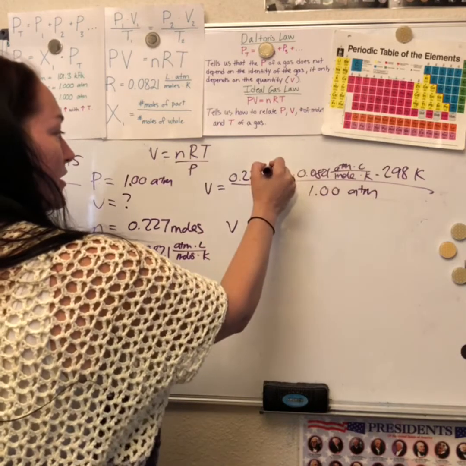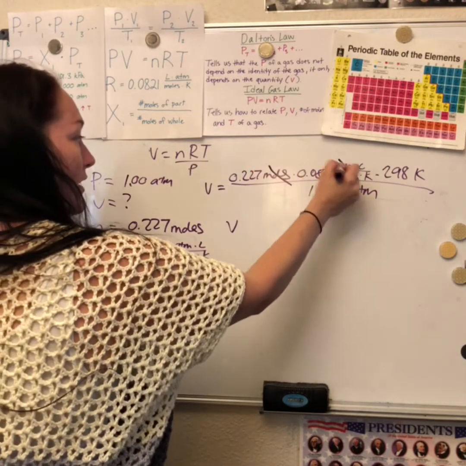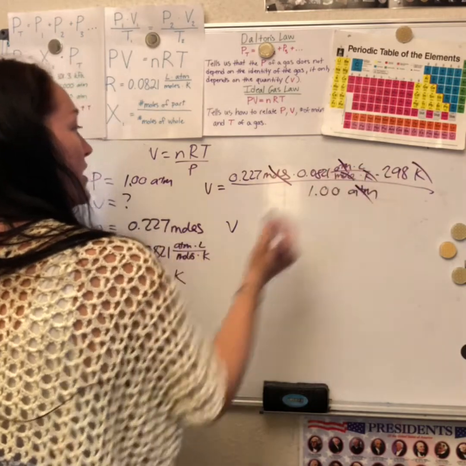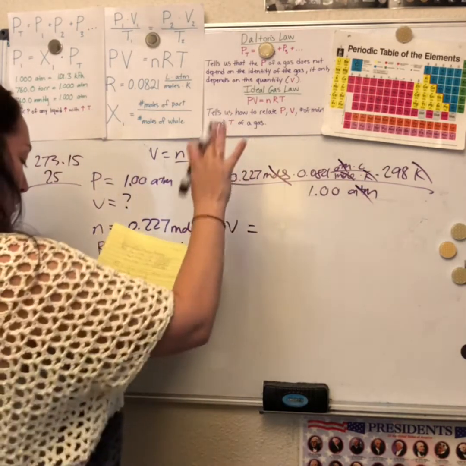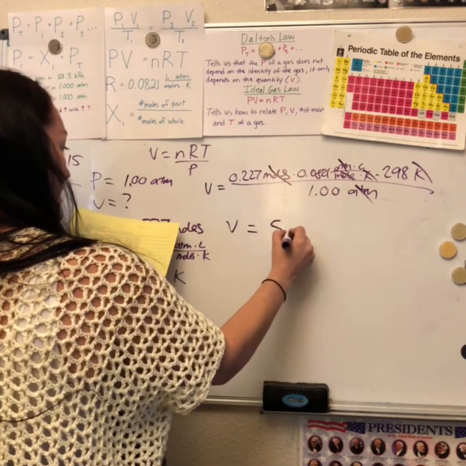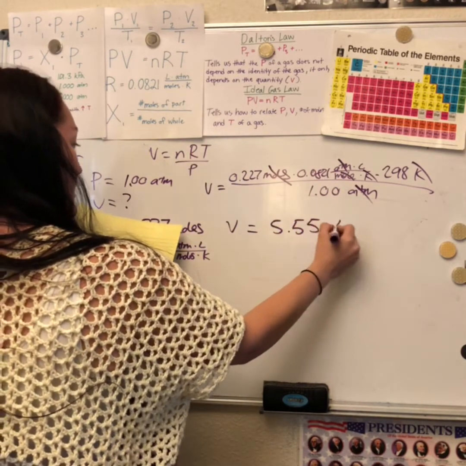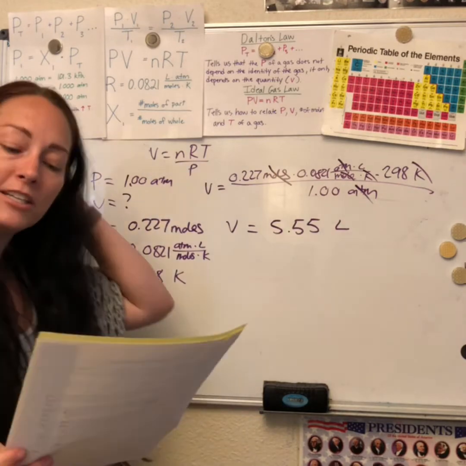So cancel your units. This is the fun part. Moles cancel, atmospheres cancel, kelvins cancel. We know that it's going to be an answer of liters, which is good. That's our volume. So go ahead and plug that all in. You should end up, if you did it correctly, with this as an answer, 5.55 liters.